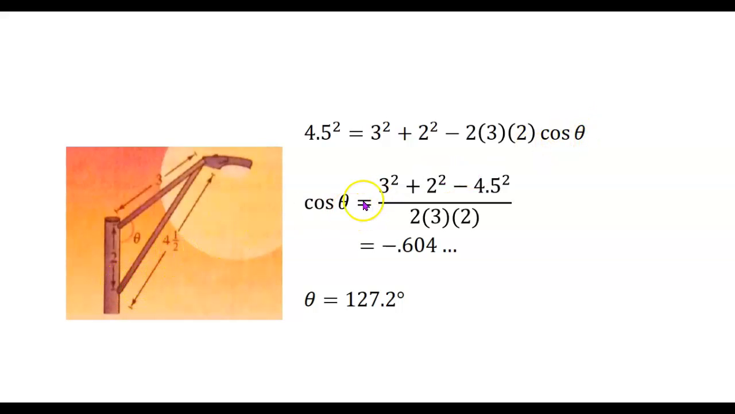So then the cosine of theta is 3 squared plus 2 squared minus 4.5 squared divided by 2 times 3 times 2. That comes out to be negative 0.604, which is okay. And when you take the arc cosine of that negative number, you get 127.2. You get an obtuse angle, which is what it looks like in the picture. So that's an angle of 127.2 degrees.